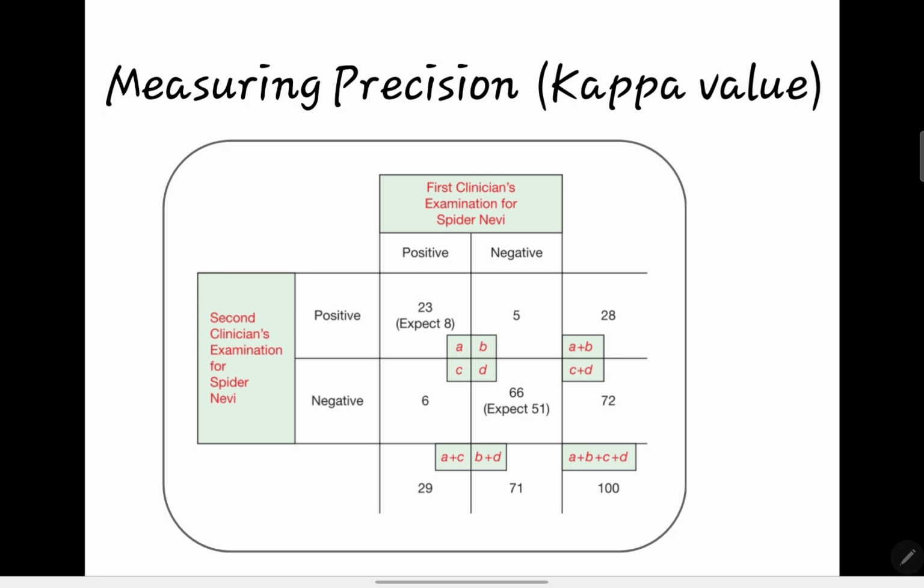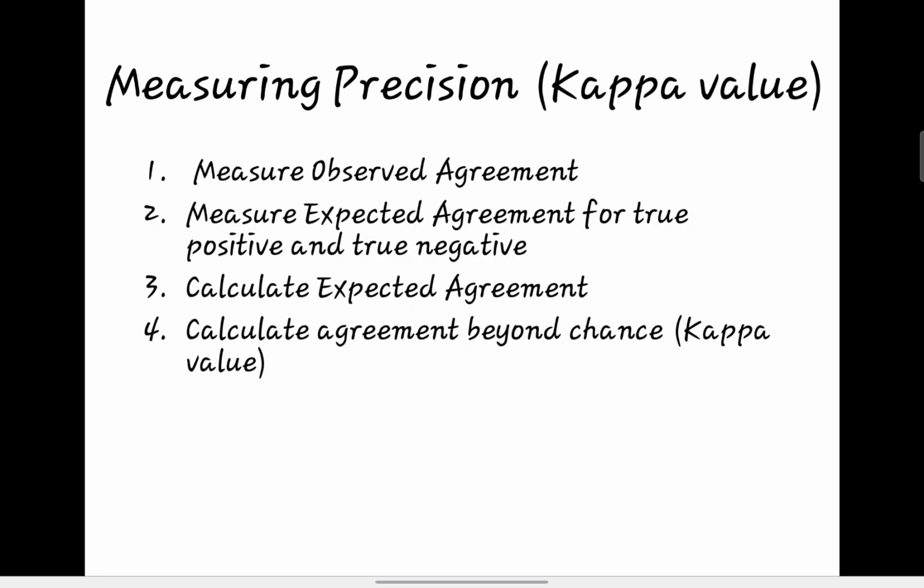Moving on towards the Kappa value. So the statistical tool that we use to measure precision is known as Kappa value, and for measuring Kappa value I'll be using this 2x2 table. For measuring Kappa value we have to do 4 steps. Firstly, we measure observed agreement, then we measure the expected agreement for true positive and true negative, then we calculate the total expected agreement, and finally we calculate Kappa value, which is also known as agreement beyond chance.